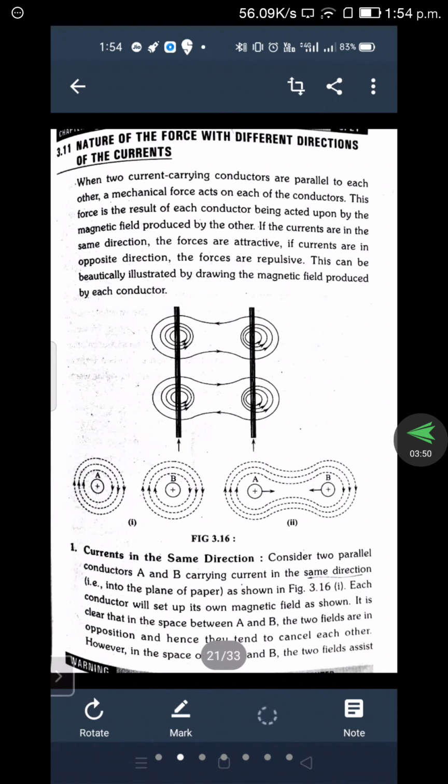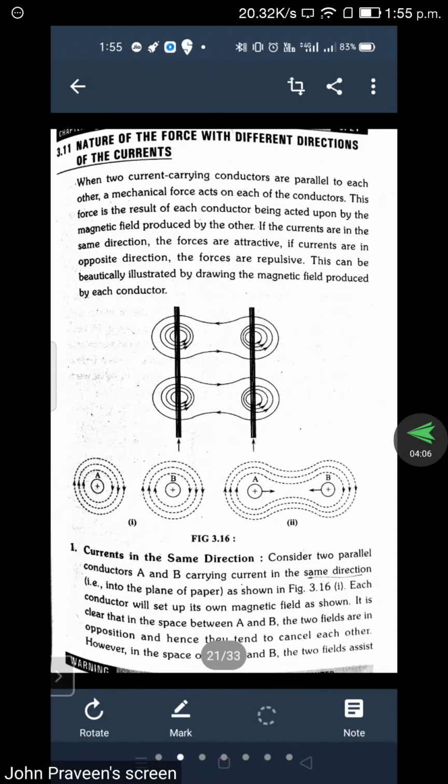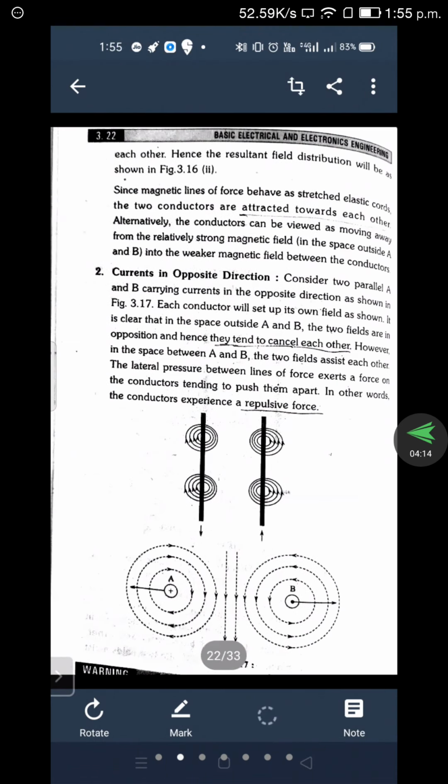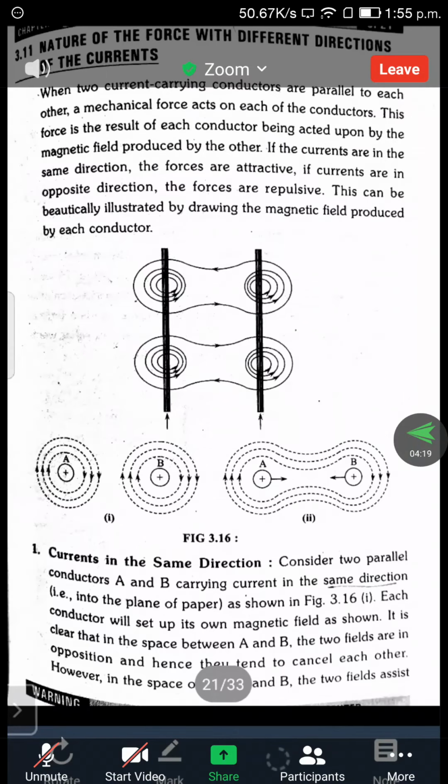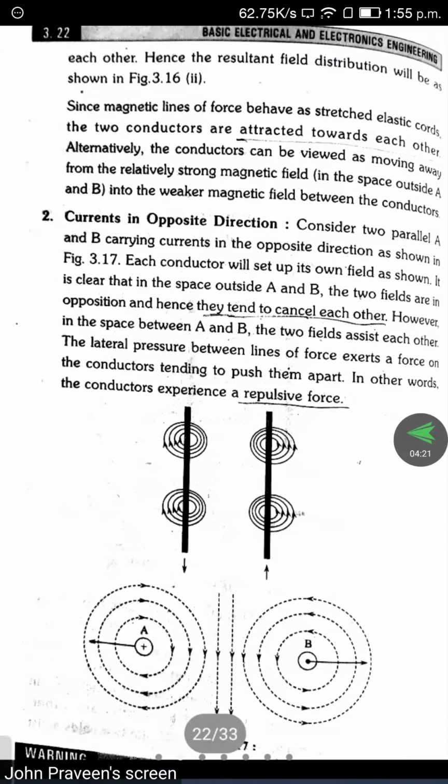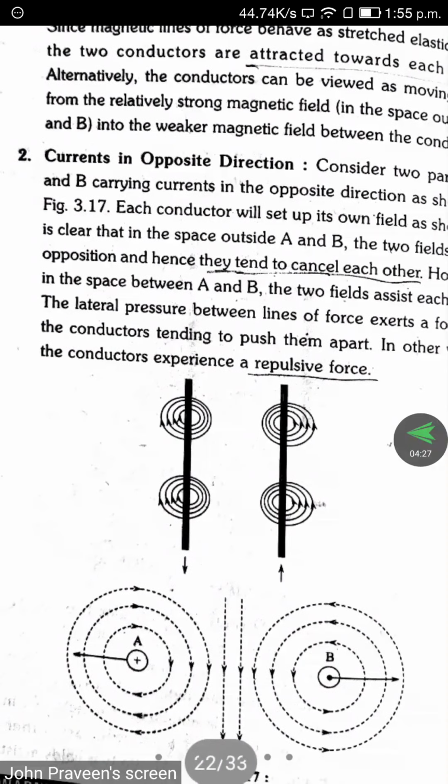You can see here, consider two parallel conductors A and B carrying current in the same direction. Each conductor will set up its own magnetic field, as shown in the figure. Then the two fields are in opposite directions and hence they tend to cancel each other. However, in the space between A and B, the two fields will assist, and assist is nothing but adding together. So they are attracted towards each other and finally we get a single loop around the two conductors.